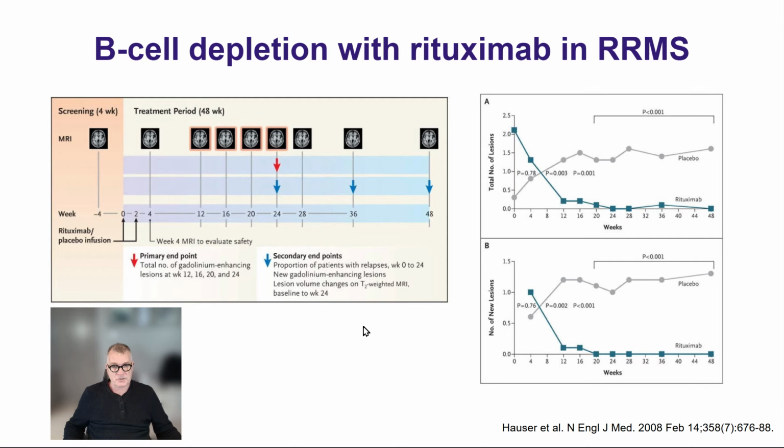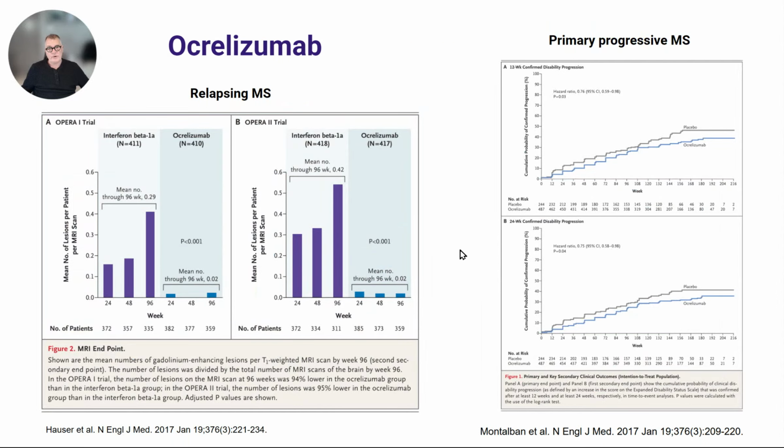And this is the publication from Steve Hauser's group, just showing you that when you use rituximab, and this is the 2,000 milligram dose every 6 months, it was very effective at switching off relapses and MRI activity. This drug never went forward in development. Ocrelizumab went forward, and you know that ocrelizumab is now licensed based on the OPERA-1 and OPERA-2 studies and the ORATORIO studies to treat relapsing MS and primary progressive MS.